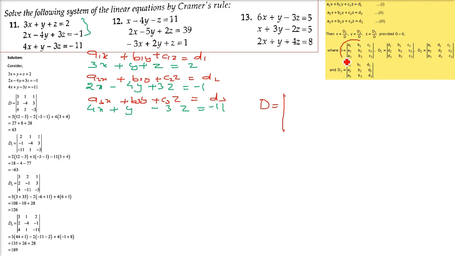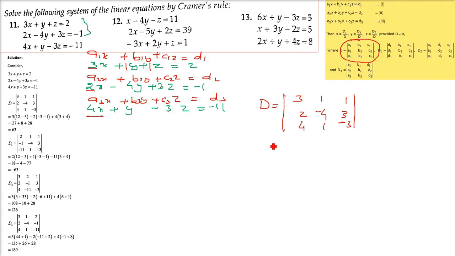So for D we have to write a1, b1, c1 in 3 columns. So 3, 2, 4 will come in the first column. 1, negative 4 and 1 will come in the second column. C1, C2, C3, this 1, 3 and negative 3, is going to come in the third column.